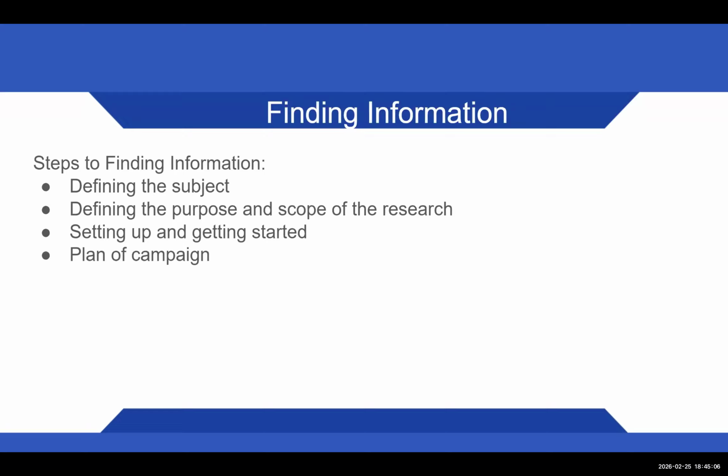The steps for finding information are defining the subject, defining the purpose and scope of the research, setting up and getting started, and plan of campaign. Over the next couple of slides, we will go over these steps and turn you into a successful information gatherer.